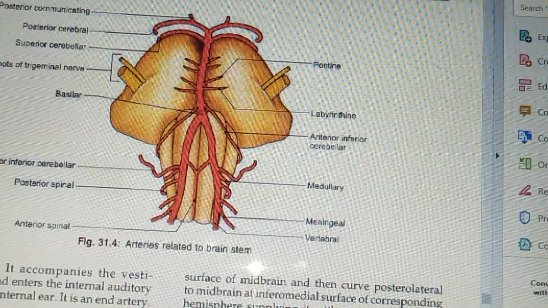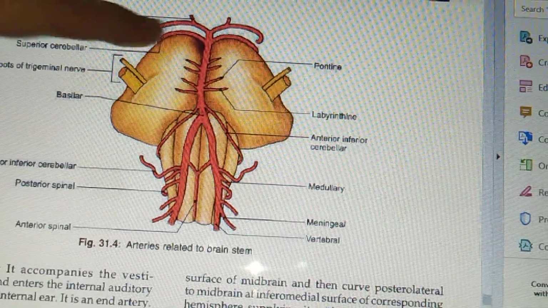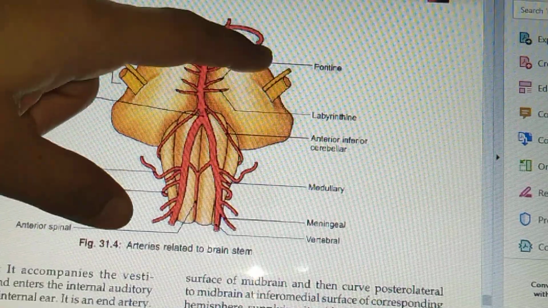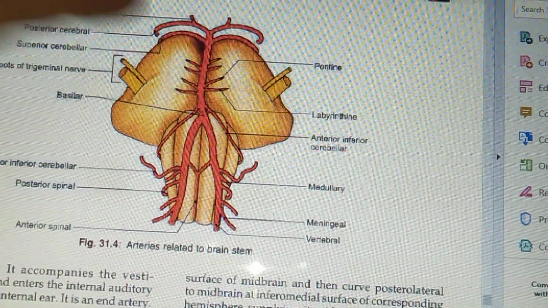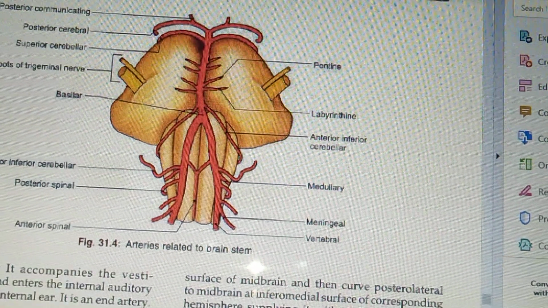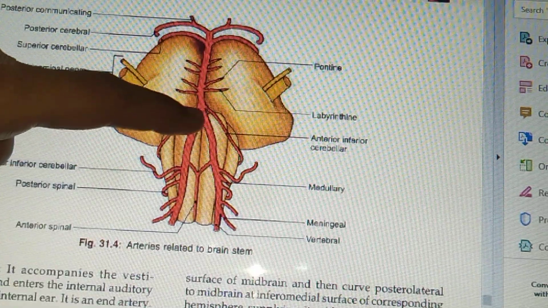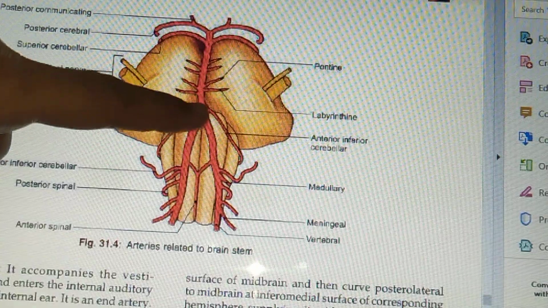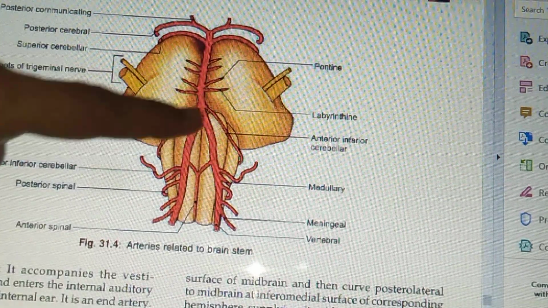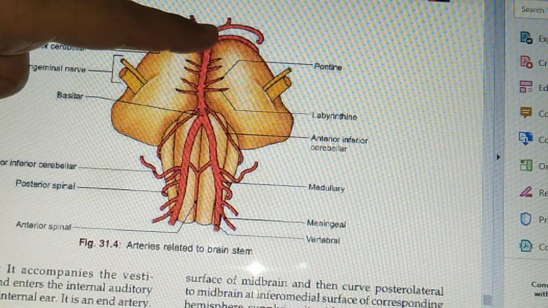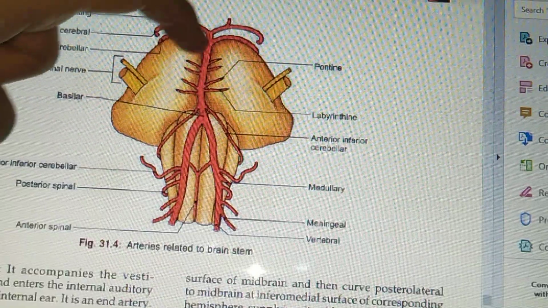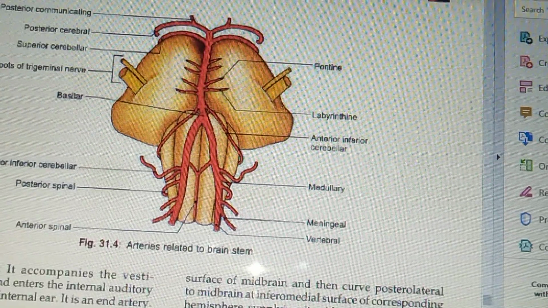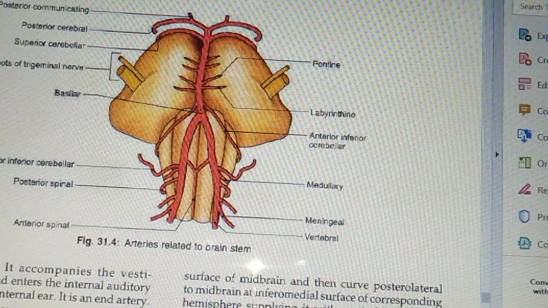It lies in the cisterna pontis, and at the upper border of the pons, it ends by dividing into two posterior cerebral arteries, right? It begins at the lower border of the pons and ends at the upper border of the pons. At the lower border of the pons, it is formed by the union of two vertebral arteries, and at the upper border of the pons, it ends by dividing into two posterior cerebral arteries.